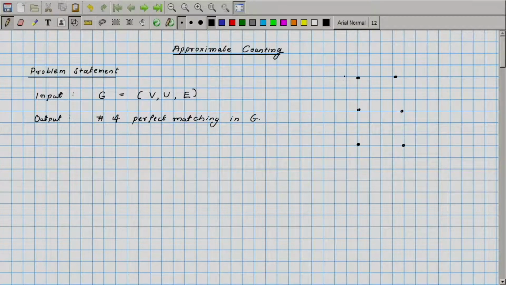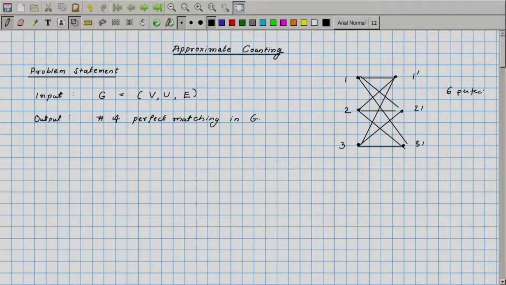For example, if we had this particular bipartite graph, this is a complete bipartite graph, we can show that there will be 6 perfect matchings. Okay. So, we need to get this number 6.